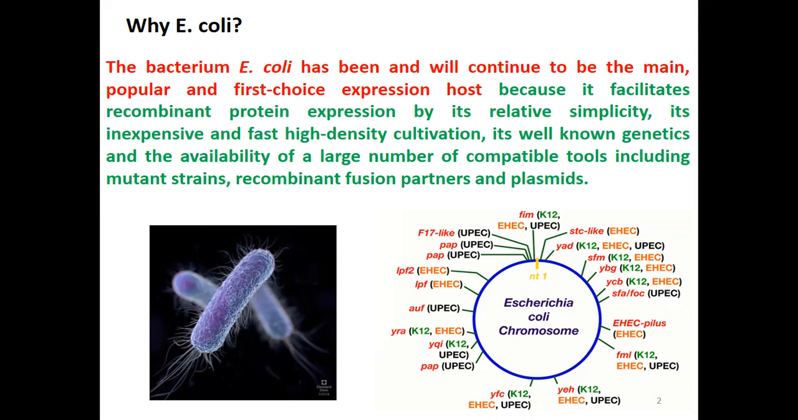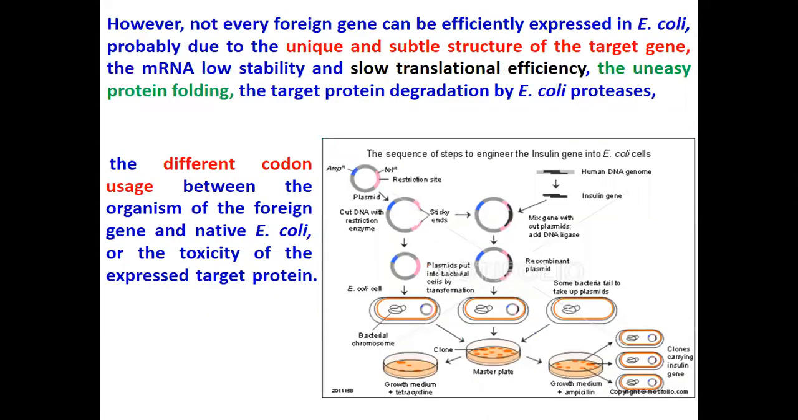Transformation with exogenous DNA is also very important. If you want to transform a certain plasmid or gene into E. coli, you can do it in as little as 5 minutes. But most importantly, the genetics of E. coli is well known and well characterized, and a large number of genetic tools and parts are available for E. coli. Therefore, E. coli is the favorite host in molecular biology.